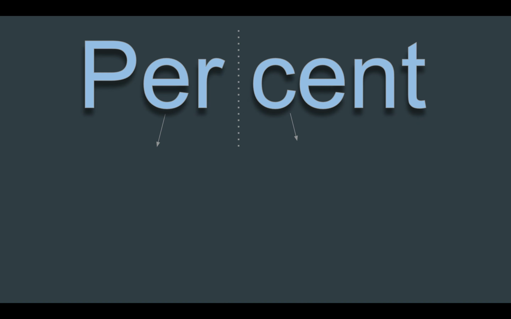If you're a French speaker, what does cent mean in English? This word translates to 100. And then per, we've already been working with. Per tells us for each or for every. So percent literally translates to for each 100 or for every 100.